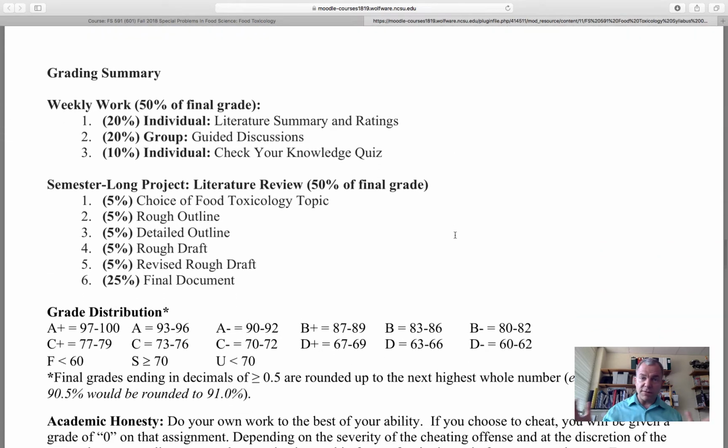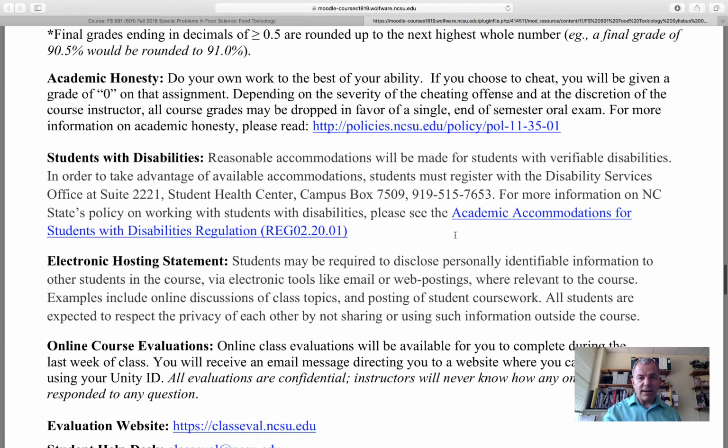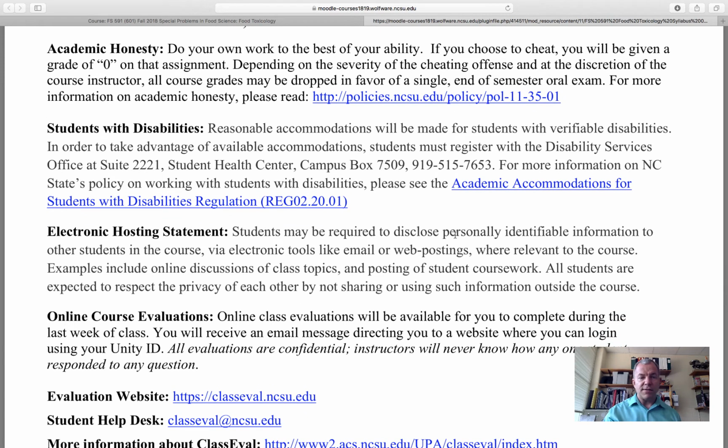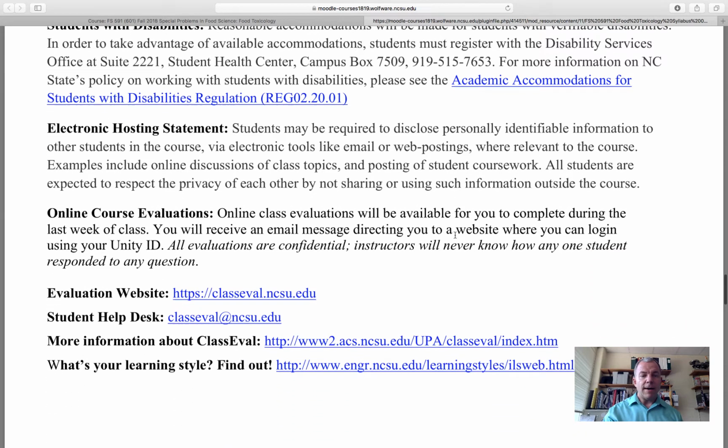As I said, the course is roughly divided in half and half into weekly and semester-long assignments. You can see the grading breakdown there, and grading distribution is pretty standard. The academic honesty policy is also fairly standard. If you are a student with a disability, please feel free to contact the academic accommodations office and make sure that we're able to accommodate you as much as possible. We look forward to doing that.